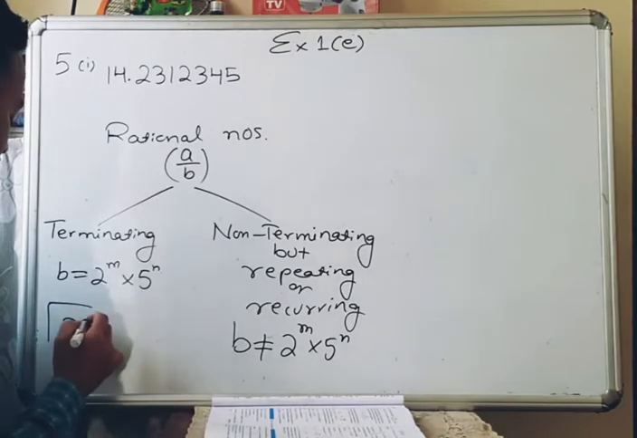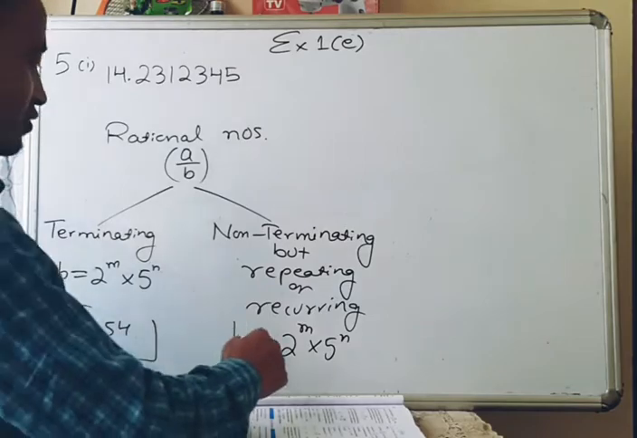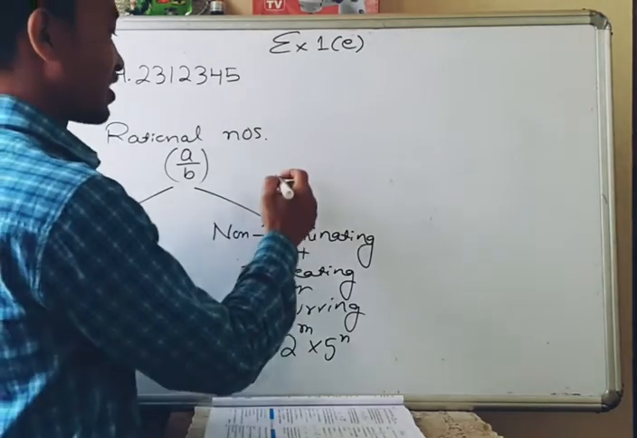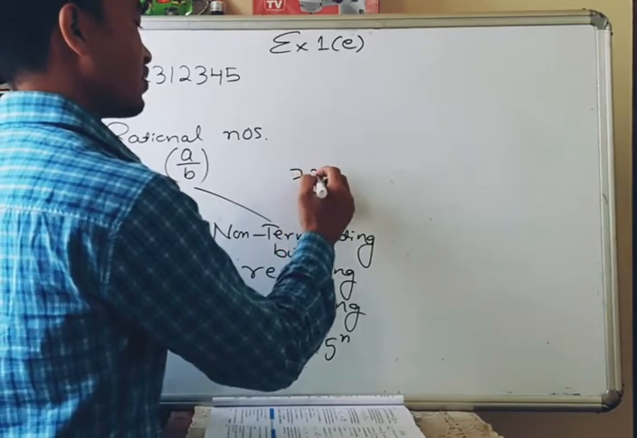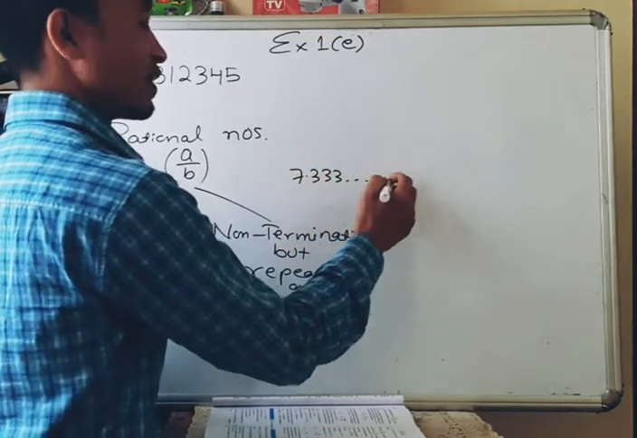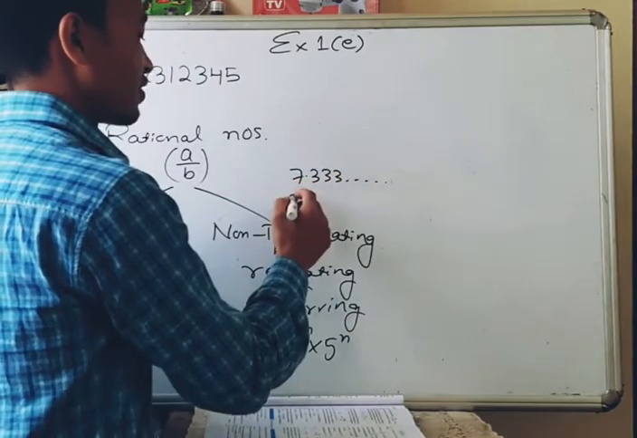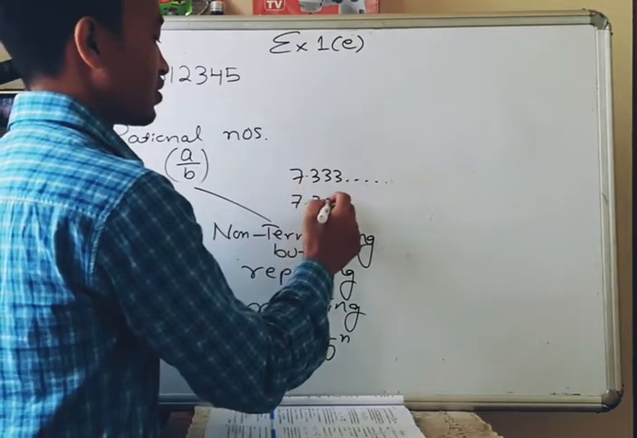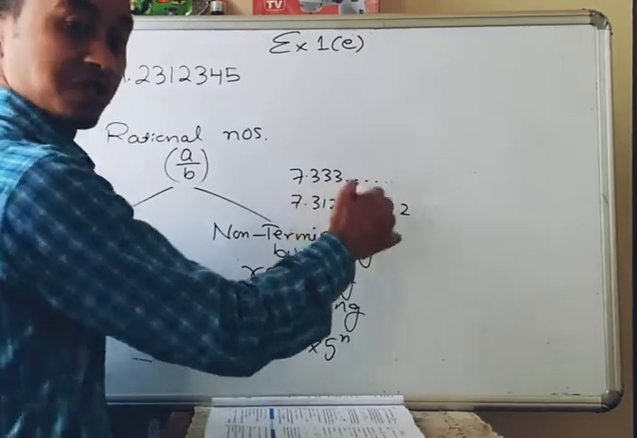3.754, an example like that. When I say non-terminating or repeating, it is something like this: 7.333. This is repeating, that means 3 is repeating. If we have something like 7.312312312, that means here 312 is recurring.